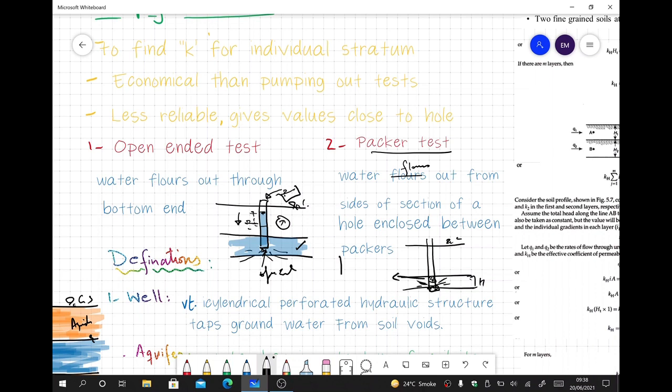If I zoom this up, this is how it looks. This is a packer here, this is a packer here, and we have slits inside the pipe, and water flows out from here, but not elsewhere, so water flows only in this section. So this is the packer test. It works similarly, but in the open-end test we have a hollow end at the bottom of the tube, but in the packer test we have slits on the side of the pipe and a cork on the top and a cork on the bottom, which we call packers, and water flows out from the side. We then again measure the amount of water flowing out in a particular time. That is the pumping in test.